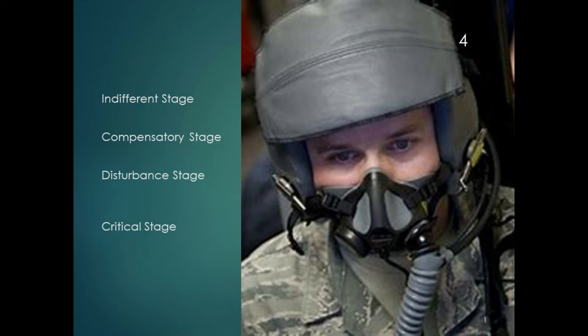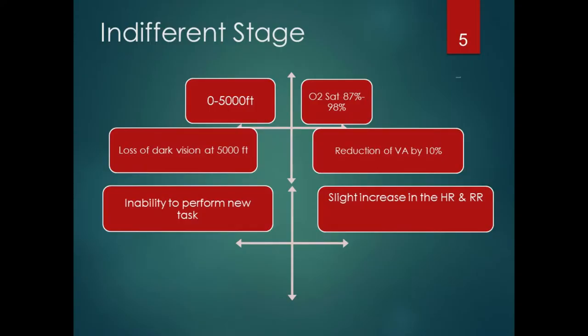The indifferent stage starts between 0 to 5,000 feet, and the oxygen saturation is about 87 to 98%. The first thing that happens in the indifferent stage is a loss of dark vision, which occurs at 5,000 feet. Then there is progressive diminution of visual acuity. It starts by 10% at the altitude of 5,000 feet. Then inability to perform new tasks, and there is a slight increase in the heart and respiratory rate.